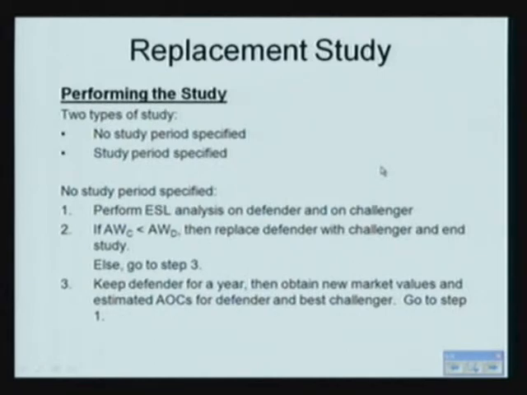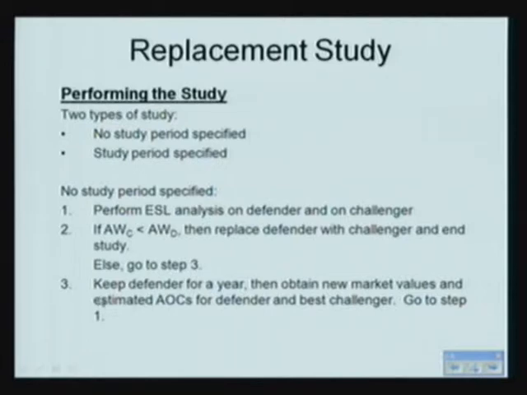Now, to perform the study, there are 2 types of studies. One is where no study period is specified, and the other is where a study period is specified. We're just going to deal with the no study period specified. Here's how you perform it. Step 1 is you perform an ESL analysis on both the defender and the challenger. What we did on the prior slide, you have to do for both the defender and the challenger. Now, if the annual worth of the challenger is less than the annual worth of the defender, and this is at its ESL, then replace the defender with the challenger and end the study.